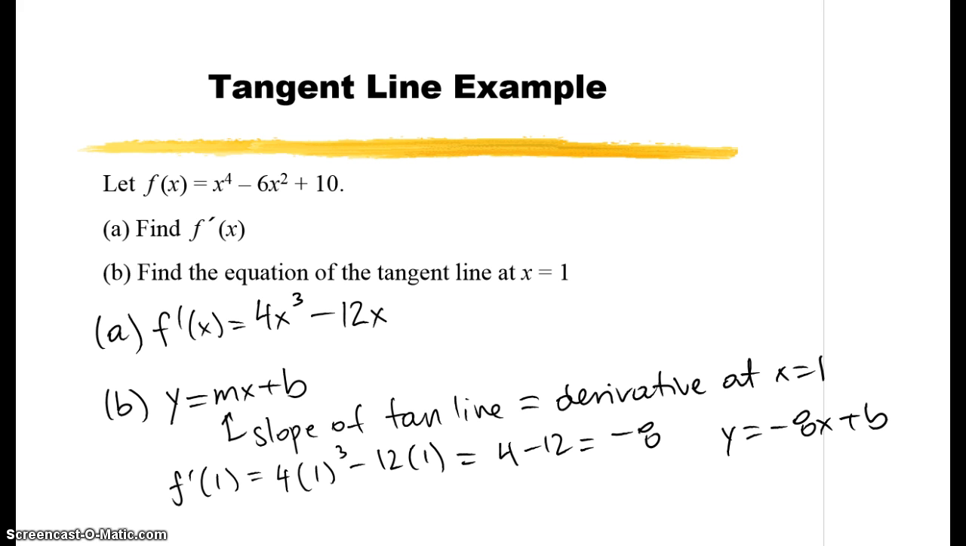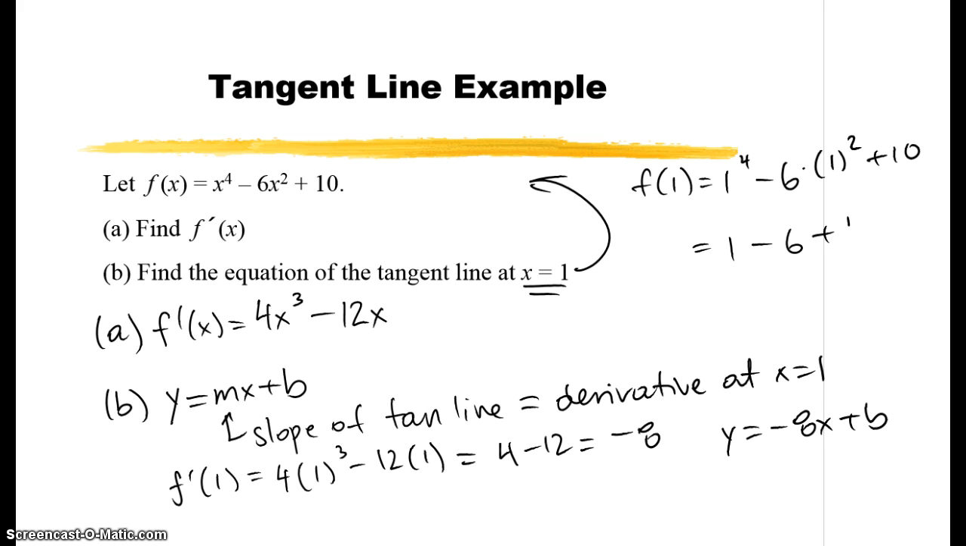To figure out what the rest of the formula is, what is the b in other words, we need the point of tangency. That's the point where the tangent line and the function touch. Notice we're looking at x equal to 1. When I plug in 1 into my original function, I get f of 1 equals 1 to the fourth minus 6 times 1 squared plus 10, where I get 1 minus 6 plus 10. That's negative 5 plus 10, or 5. So I know that the point (1, 5) lies on my curve and on my tangent line. That's called the point of tangency, (1, 5).